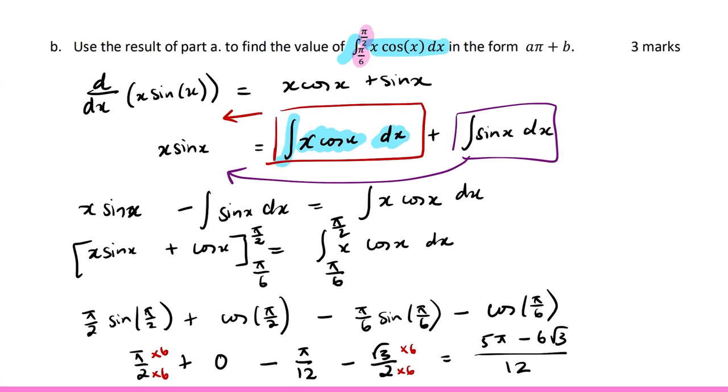Now we're almost there, but the question has specifically asked us that it wants our answer in the form a pi plus b, so not in fractional form. So I need to separate that out. So that'll be 5 pi on 12 minus, and the 6 and 12 can cancel out to give me on 2, root 3 on 2.